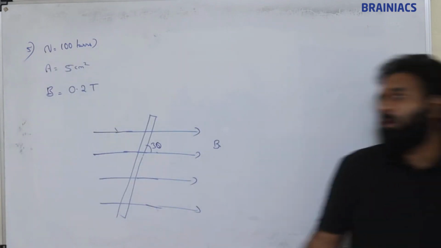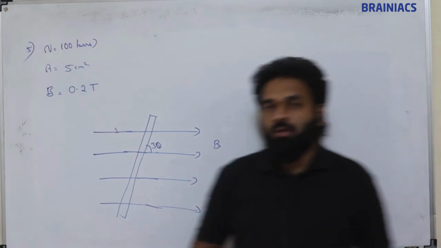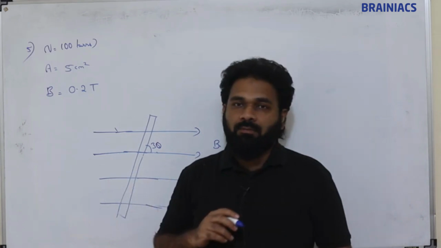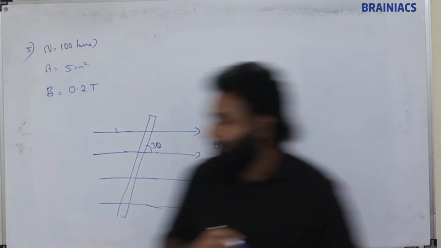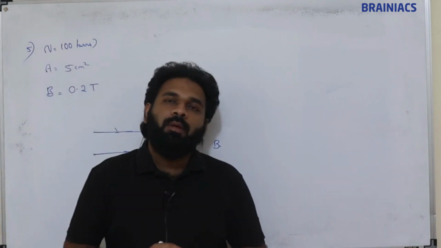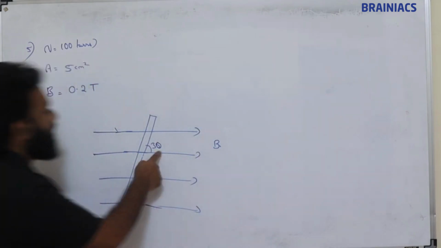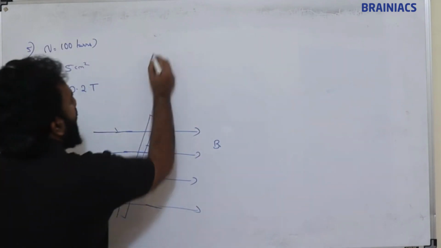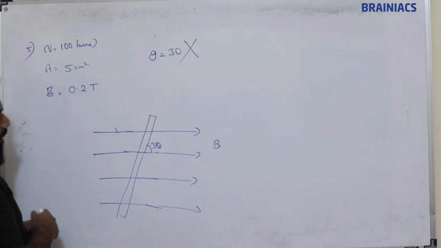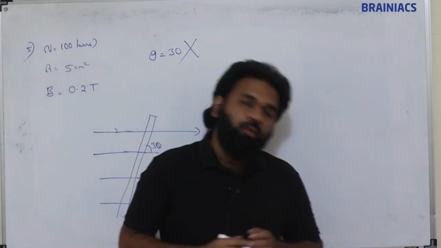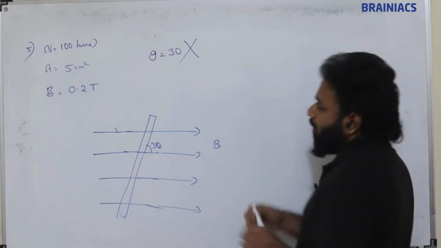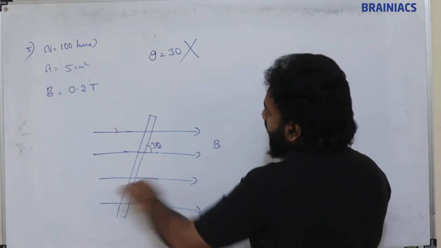Now can you tell me the answer? Pause the screen, look at the figure and give an answer. What answer are you getting? So see children, here if you take angle 30 degree, the answer will go wrong. Theta equal to 30 degree will give a wrong answer. If the loop is kept at an angle 30 degree, this is how it comes.